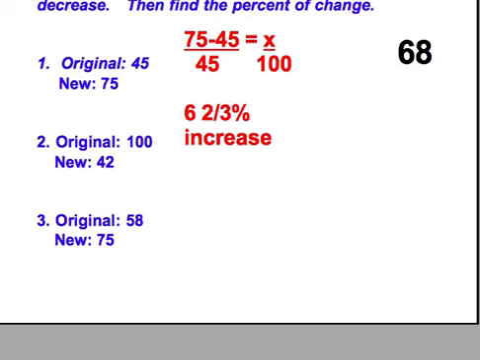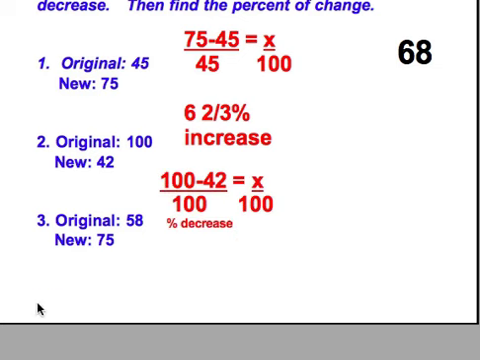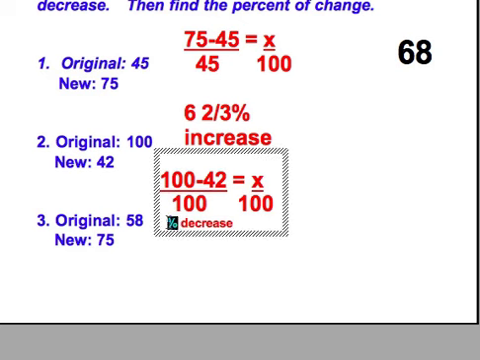The second example starts at 100 and goes to 42. So because you're going down, you're going to end with a percent decrease. So 100 minus 42 is the difference over the original amount, which is 100, equals x over 100. So I do my cross products, multiply by 100, and then I divide by 100, and I end up with a 58% decrease for problem number 2.